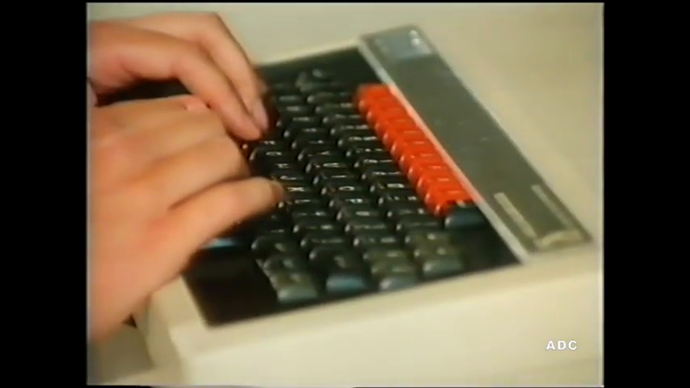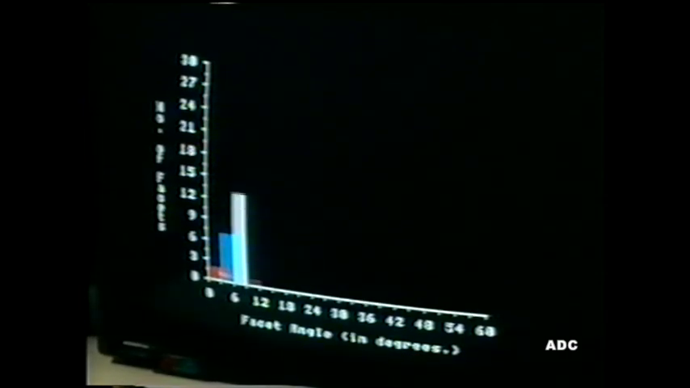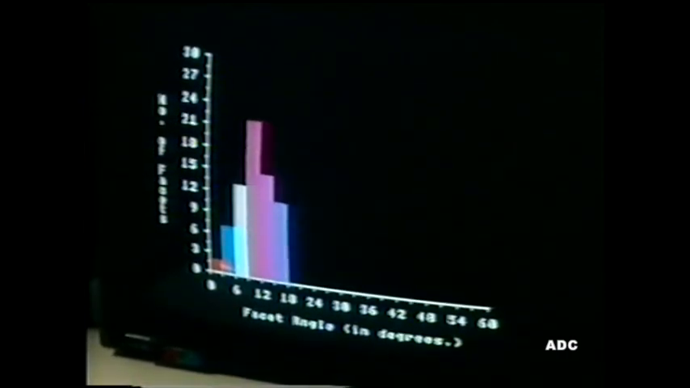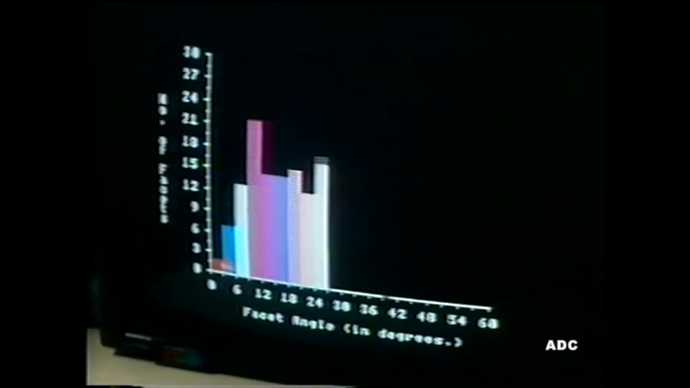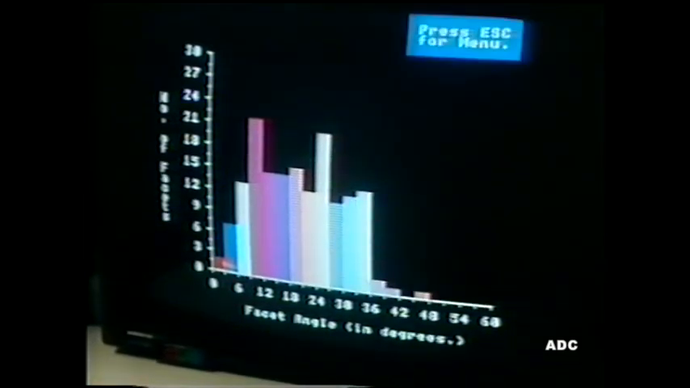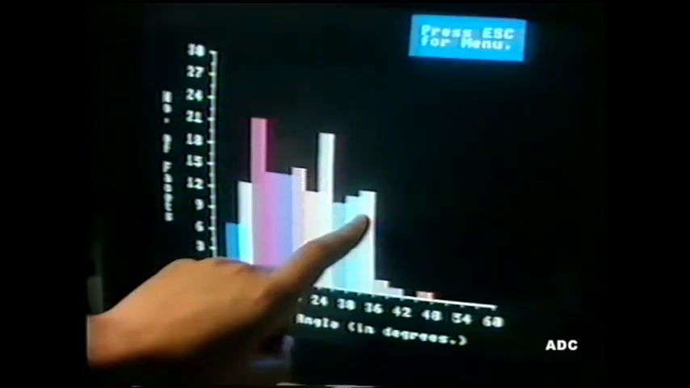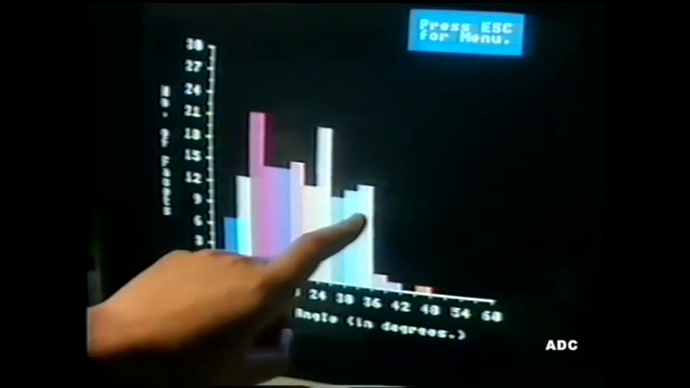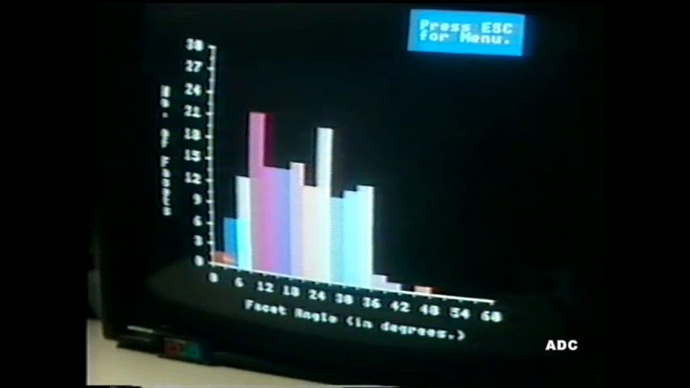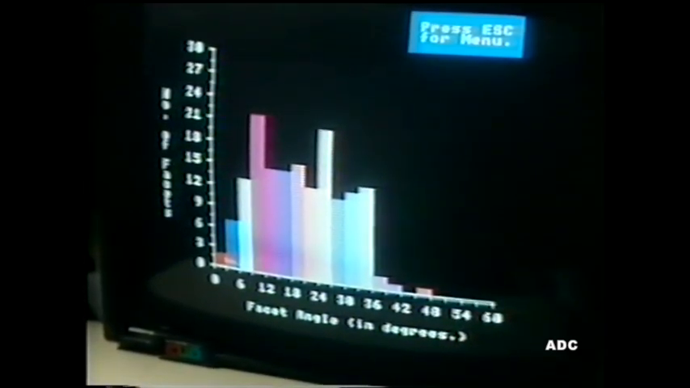We are interested in the relative frequency of facets with angles between 30 degrees and 35 degrees in our study area. This is best shown on a histogram. There is a peak at 33 to 36 degrees, but there are also two larger peaks, at 9 to 12 degrees and at 24 to 26 degrees. We must now try to explain these.